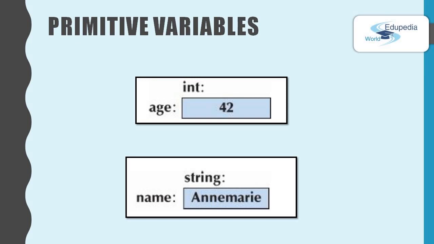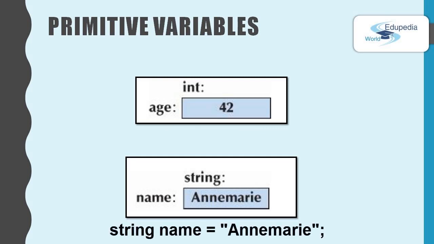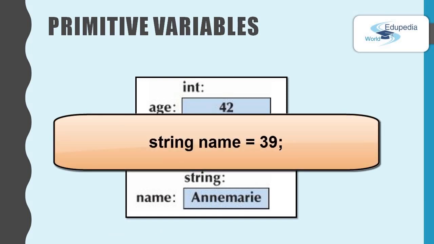A statement that defines a variable is called a definition, and a definition can provide an initial value. Now if you want to write a definition statement with the initial values, you can write it like this: int age equals 42 and a semicolon, string name equals, within the double quotations, Anna Marie, and at the end the semicolon. Now if you wrote something like this, string name equals 39, as you didn't use the double quotations in here, it will take this as an int literal.